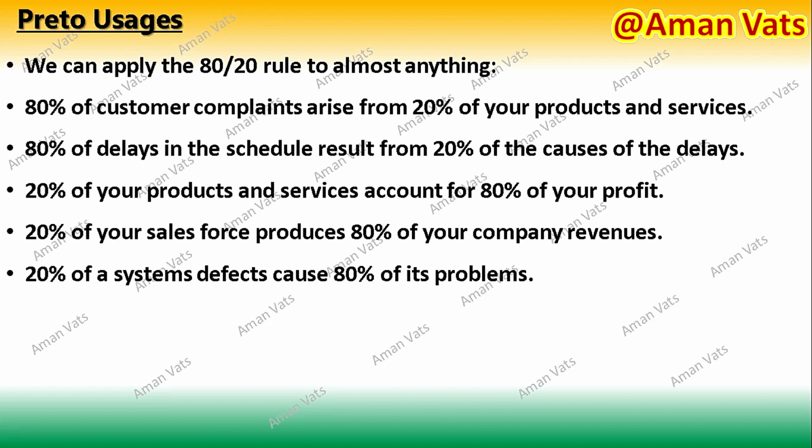For example, these are some of the examples. 80% of customer complaints arise from 20% of your products and services. So if you are able to fix these 20% of your products and services, 80% of the complaints will be finished. 80% of delays in schedule result from 20% of the causes of the delay. 20% of your products and services account for 80% of your profit, and 80% of your revenue comes from 20% of your sales or customers. So these are some of the principles.